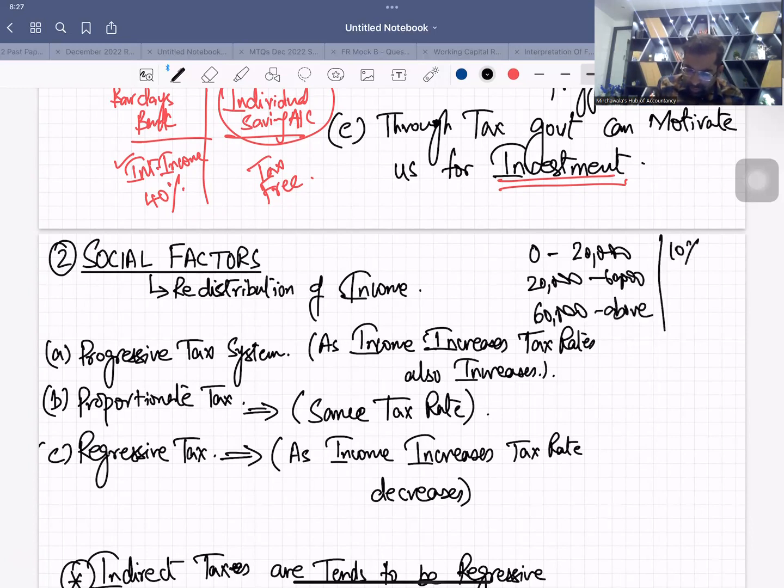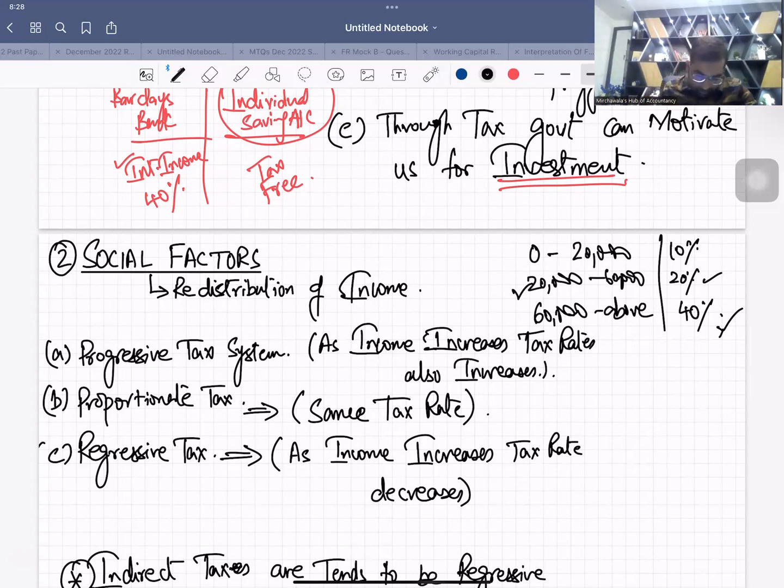It's 10%, 20%, and 40%. So that means for the first 20,000, your tax rate will be 10%. For the additional income in this band, your tax rate will be 20%. And for additional income above 60,000, the tax rate is 40%. So this is an example of a progressive tax system, right? What does it mean? It means as your income increases, your tax rate also increases.